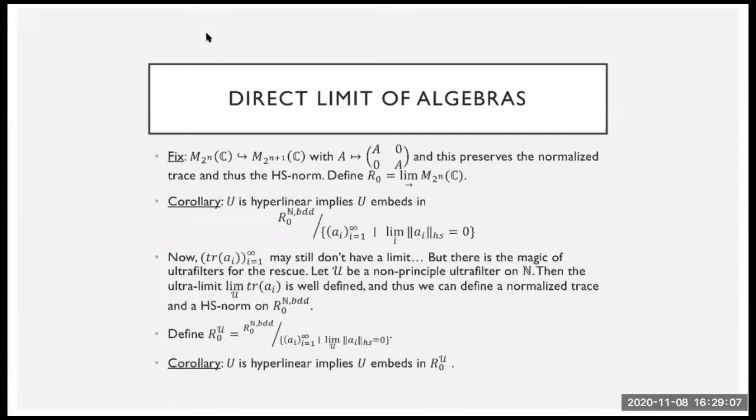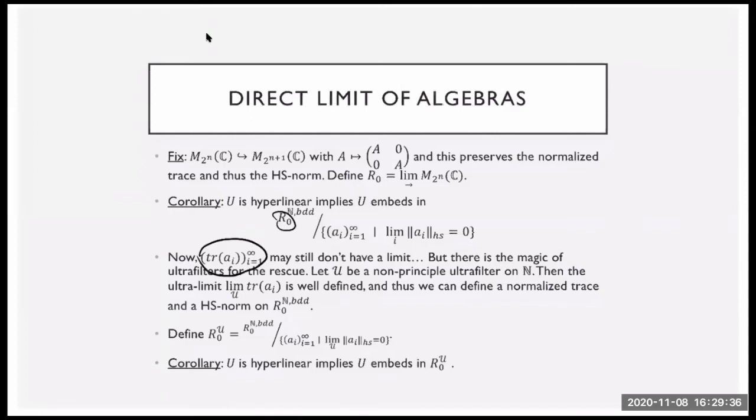But it doesn't mean that every sequence, so we had this point that not all sequences of matrices have a limit of their traces. So you can take the trace of any element in R naught. Any element in R naught has a normalized trace, but it doesn't mean that any sequence of such have a limit. And the way to fix that is some magic called non-principal ultrafilters and ultralimits.